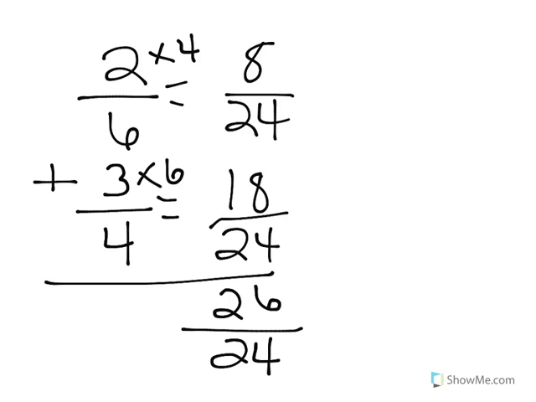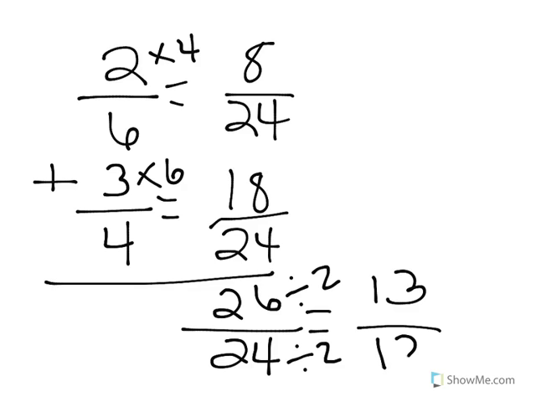We need to reduce this fraction. You will always know that a fraction can be reduced if the numbers are both even. And the best number to use when reducing fractions that are even is to divide by 2. So if we want to reduce this improper fraction down to lowest terms, we would divide by 2 at the top and divide by 2 at the bottom. So 26 divided by 2 gives us 13, and 24 divided by 2 gives us 12. So our end result, 13 over 12.